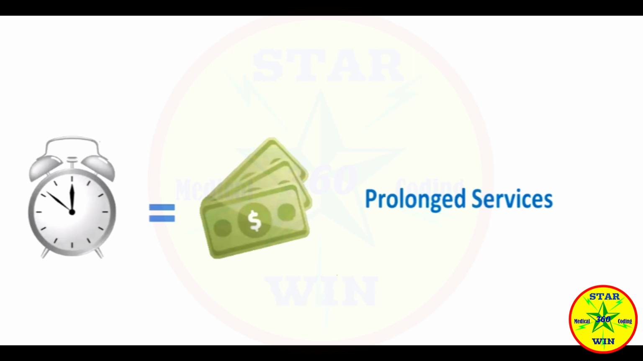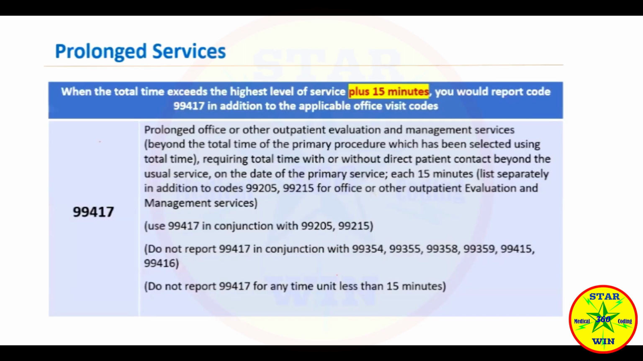What are the changes in prolonged services? We all know there is a separate code set for outpatient prolonged services and inpatient prolonged services, but we are not going to use those codes for office visits in 2021. For 99205 and for 99215, we are going to use a new code, which is 99417. So the criteria also change. Let's have a look.